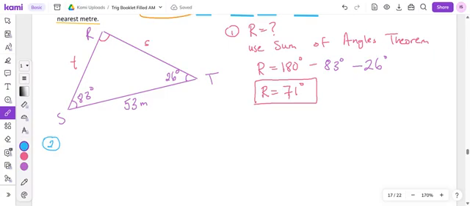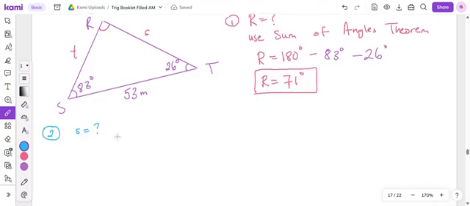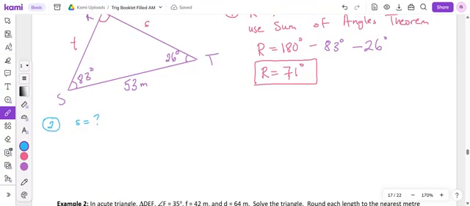So now I need to solve for sides T and S. Doesn't matter which one. Let's go alphabetical. Let's find side S. What's the tool we're going to use? Take a wild guess. Anyone? Why else would we be practicing this? We're going to use Sine Law.